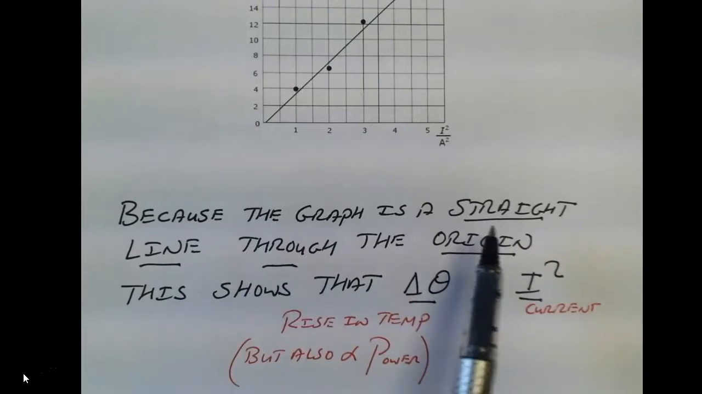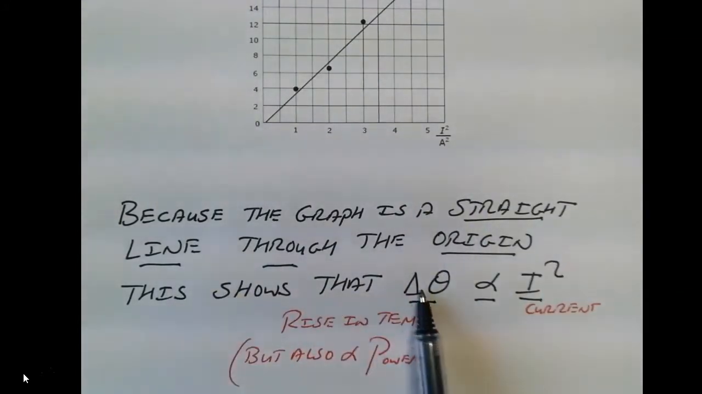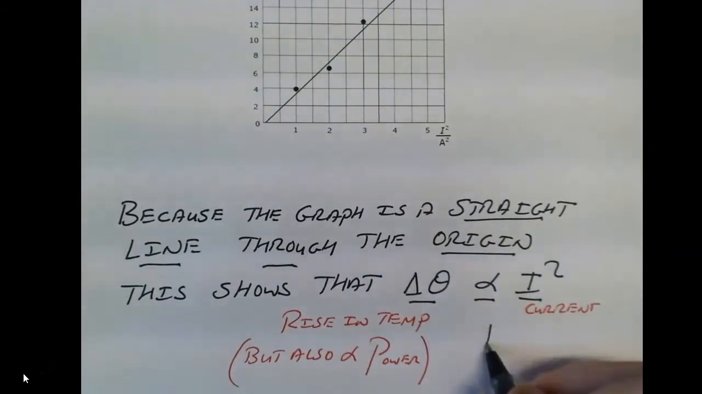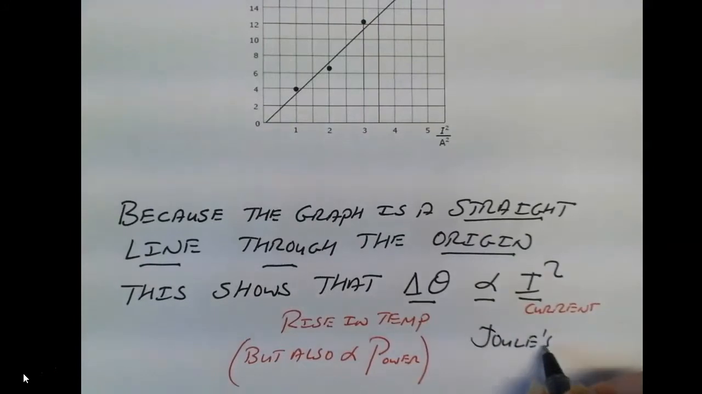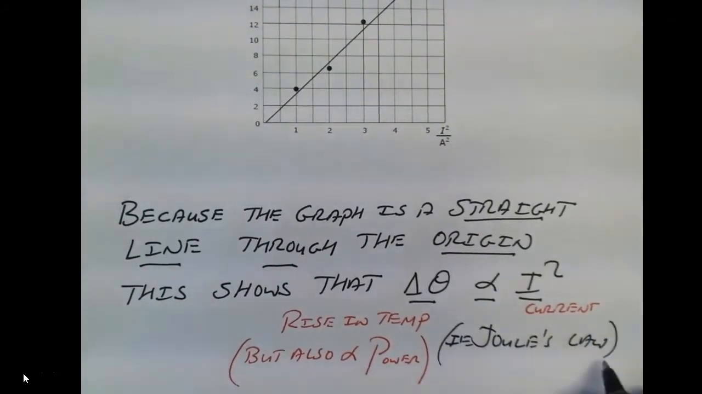So the graph is a straight line through the origin, 3 marks, or 4 marks. This shows that the rise in temperature is directly proportional to the current squared, which effectively is Joules' law. I.e., that's Joules' law. That would be the next set of marks we put through.